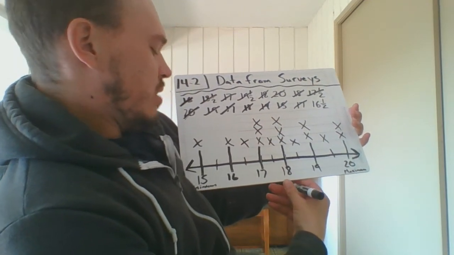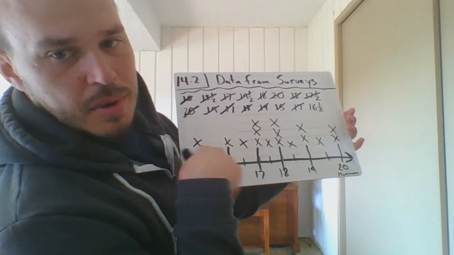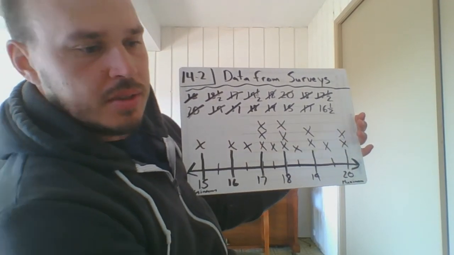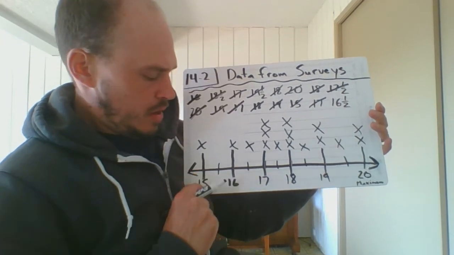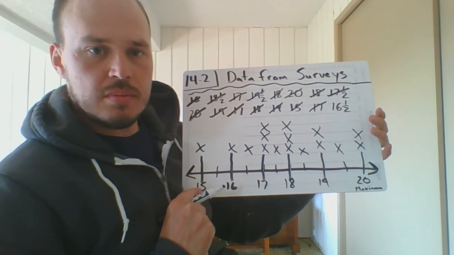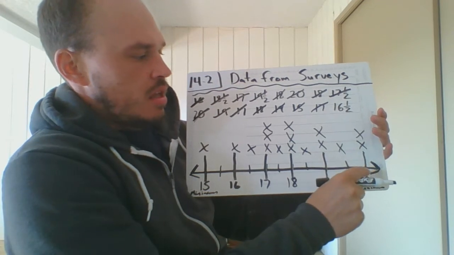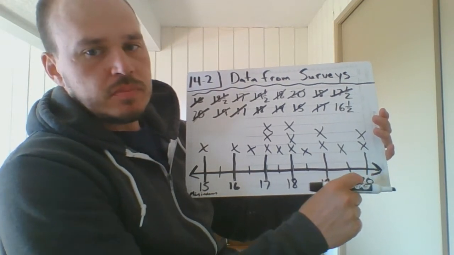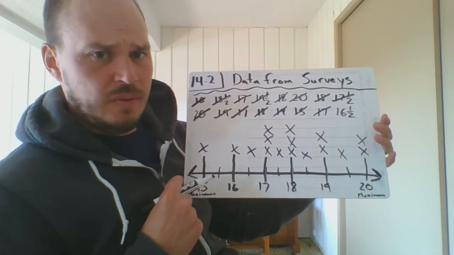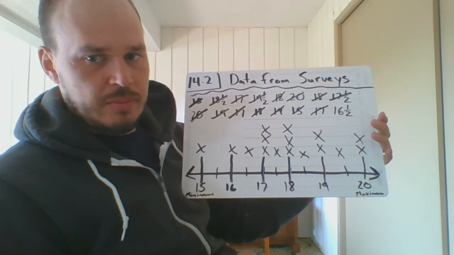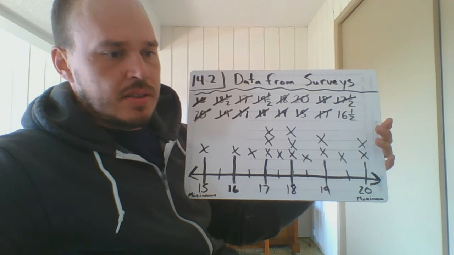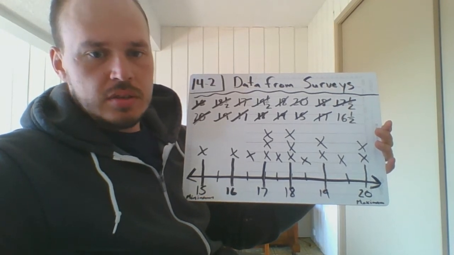So with this one, there's no outlier. There could be a debate about 15, but 15 is still pretty close to 16. So that's how you create your line plot for this. You find your minimum, you make that the smallest number on your number line, and you make your maximum your largest. Because if you wrote 0 to 15, that would be not a very good use of space. So you just make the number line from 15 to 20. So this is how number two in guided practice should look.